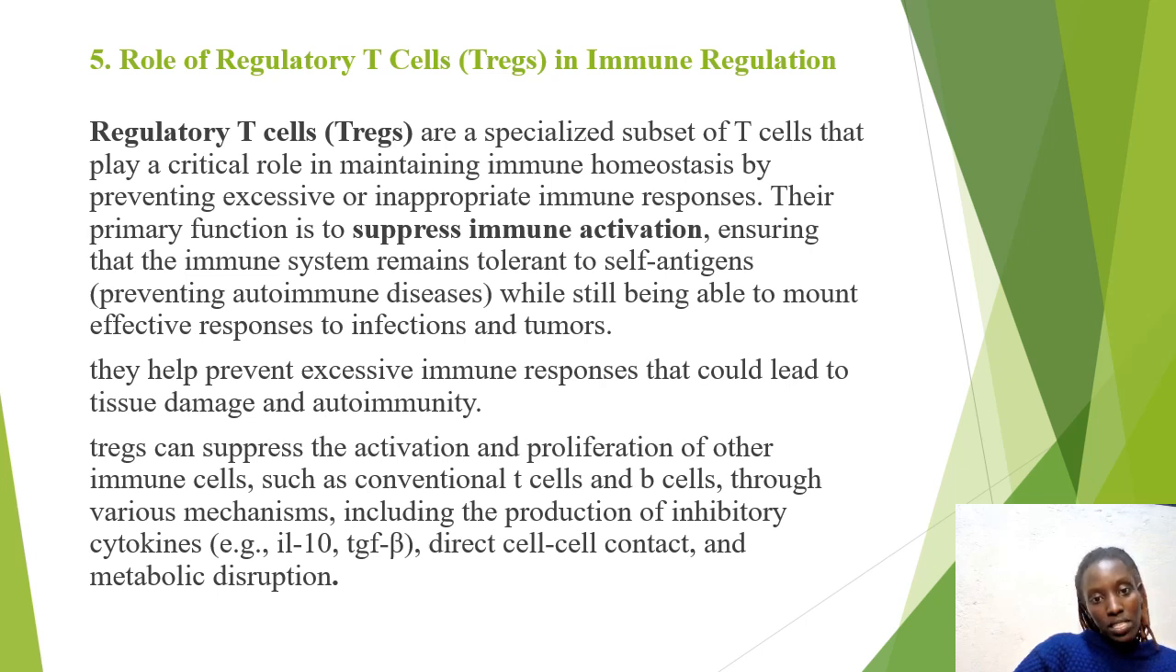Tregs can suppress the activation and proliferation of other immune cells such as conventional T cells and B cells through various mechanisms, including the production of inhibitory cytokines. These cytokines include interleukin 10 and others. They also include direct cell-to-cell contact and metabolic disruption.